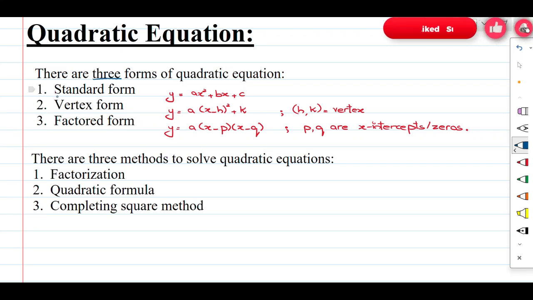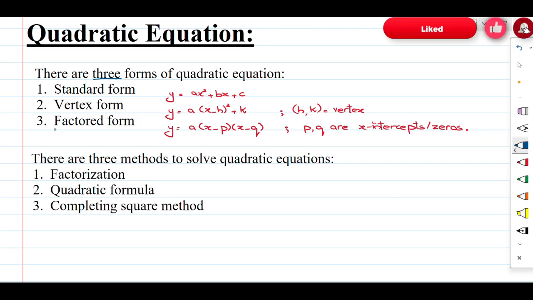The first form is the standard form and it is written as y equals ax squared plus bx plus c. So a quadratic equation written in this form is basically the standard form of the quadratic equation, right? The second is the vertex form. In vertex form, it has the form y equals a times (x minus h) whole squared plus k. Now this h and k are the x and y coordinates of the vertex, right?